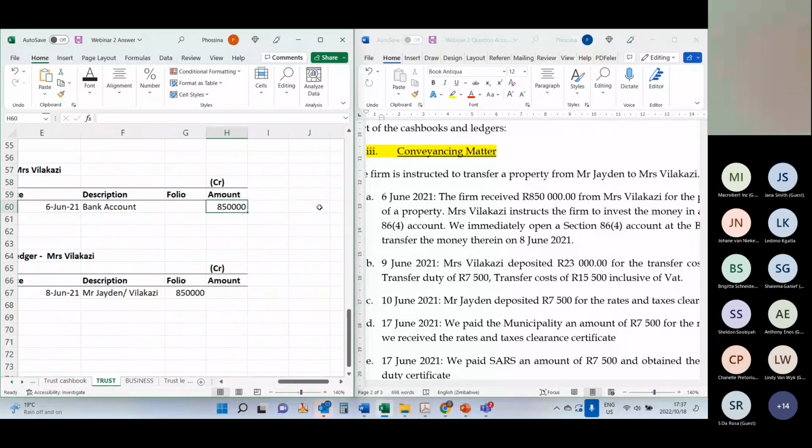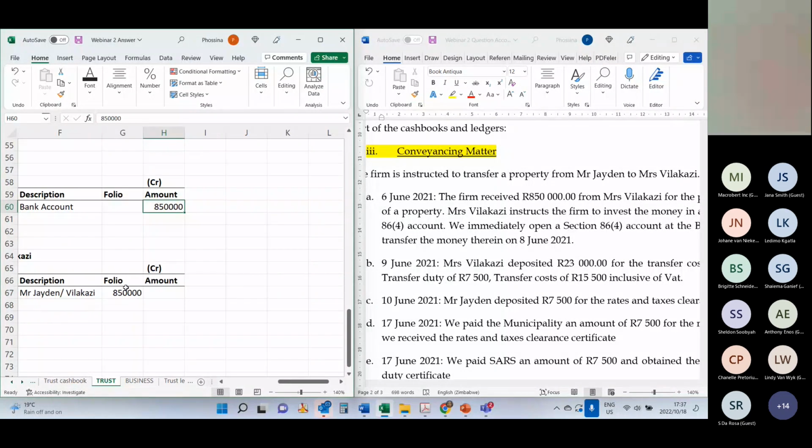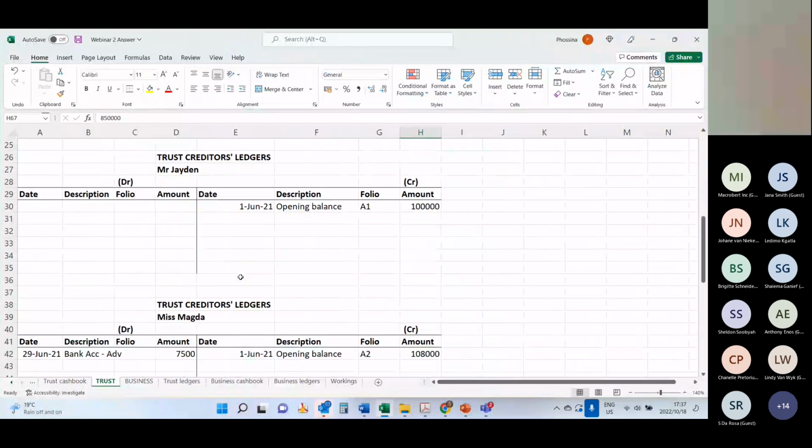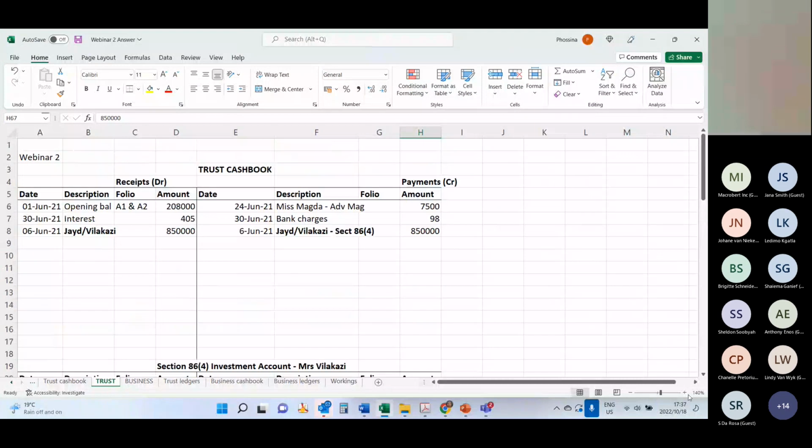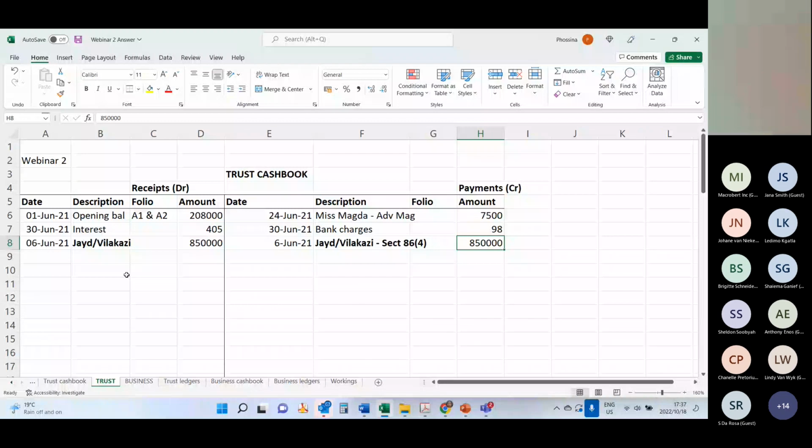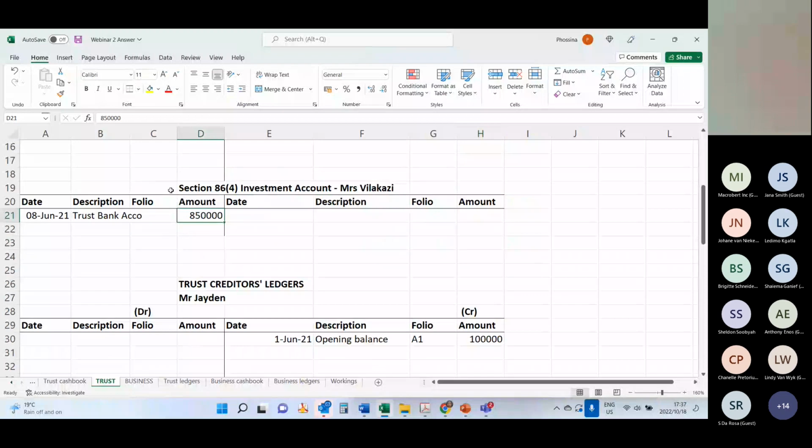I'm going to pop up our Excel so that you can try to follow through. Okay, so this is our trust account, with 850, and now we have invested it. Initially, we received 850, and then we have invested it here. Because we have invested it, we've paid it out of the trust, and it's coming to our investment account. So this one relates to that one.